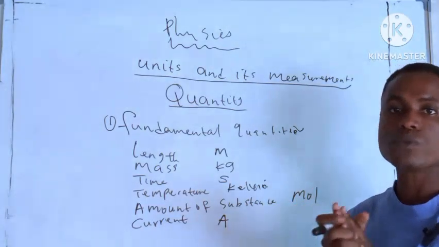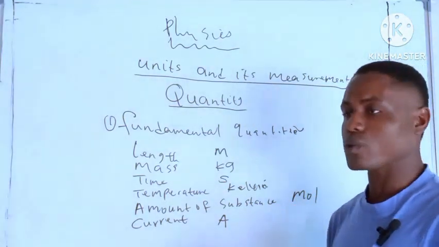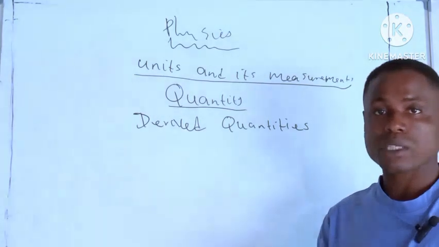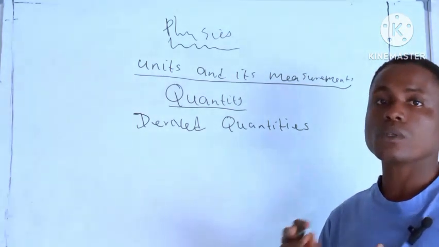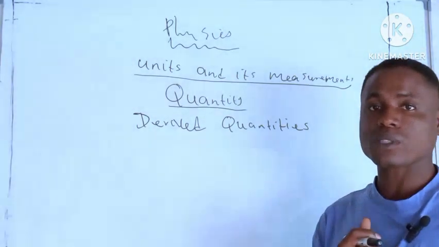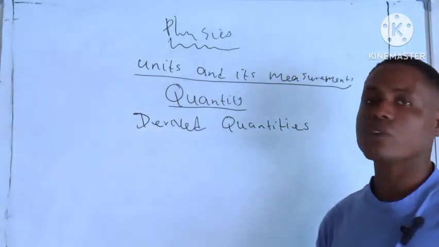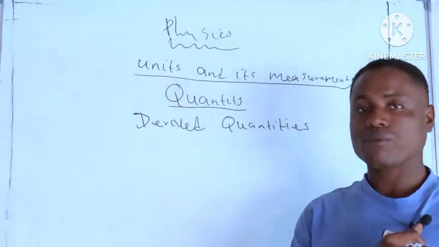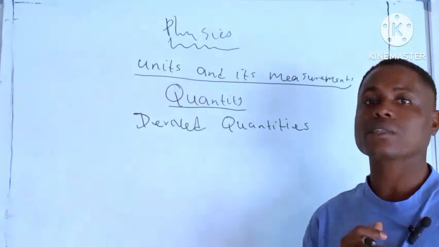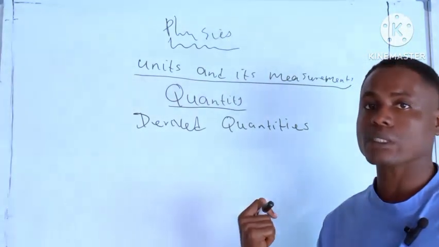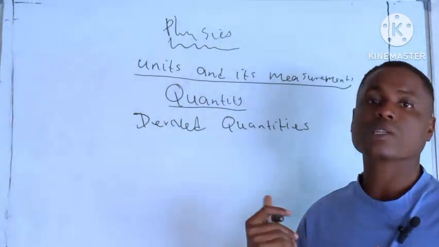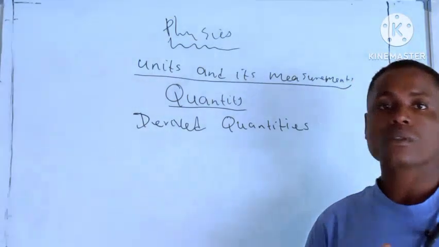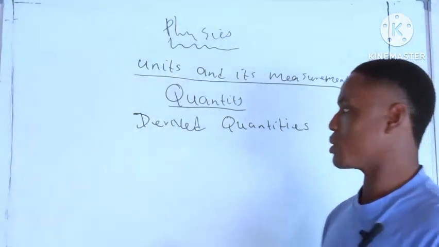Now let's move to the examples of derived quantities. I believe by now you've understood the meaning of fundamental quantities and you know the examples of fundamental quantities, right? Let's move to derived quantities. I said derived quantities depend on the fundamental quantities, right? I think I've given you a definition of derived quantities, so please make sure you take note of it.